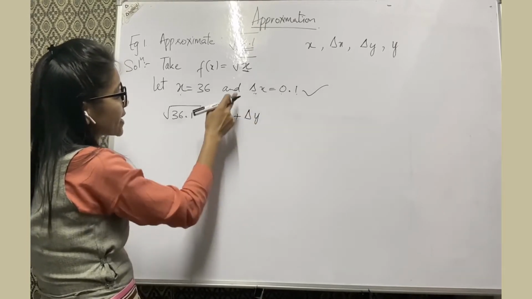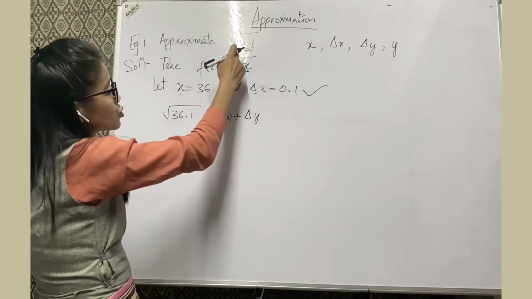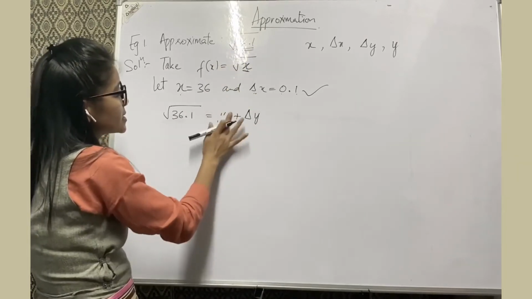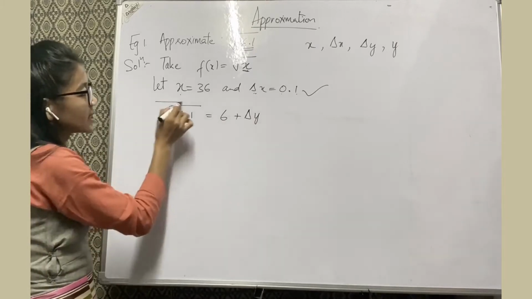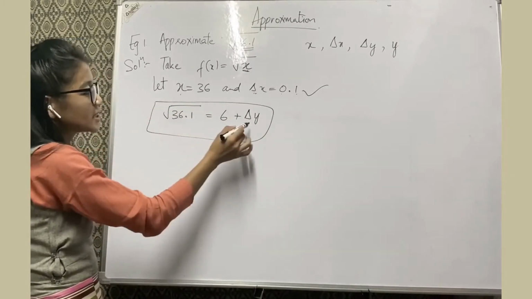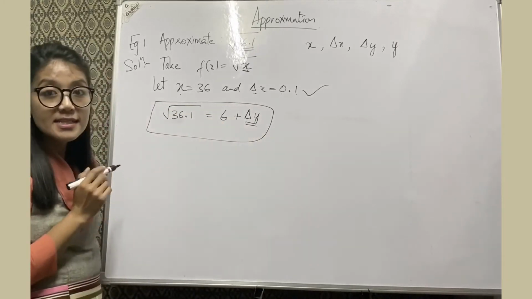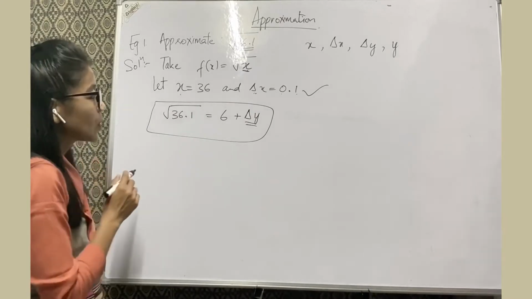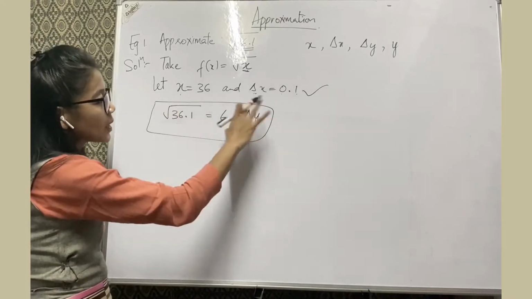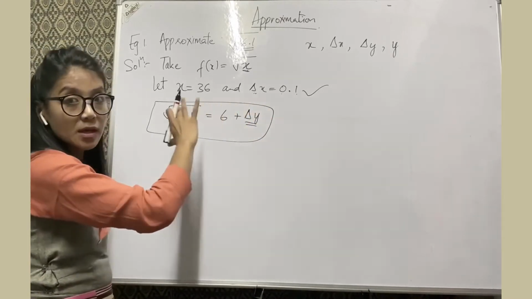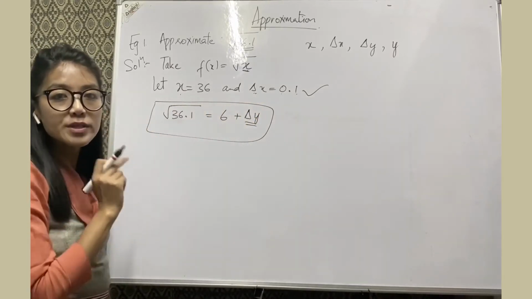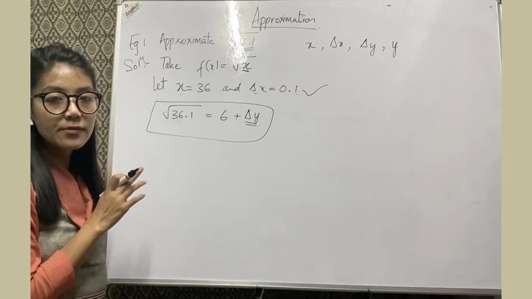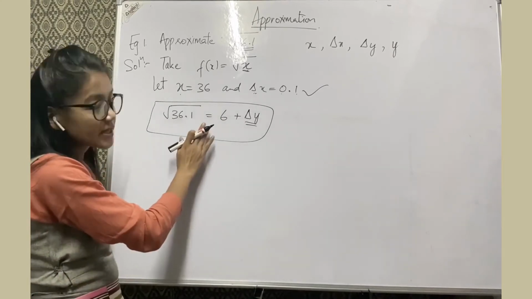Now what is f of x? X is 36. So square root of 36 is 6. So we have 6 plus delta y. Is that clear? So this is what we have to find out. We have to find out delta y. This part may be a little bit confusing to you. So please check this part two or three times until you are clear with this concept. It's very simple.